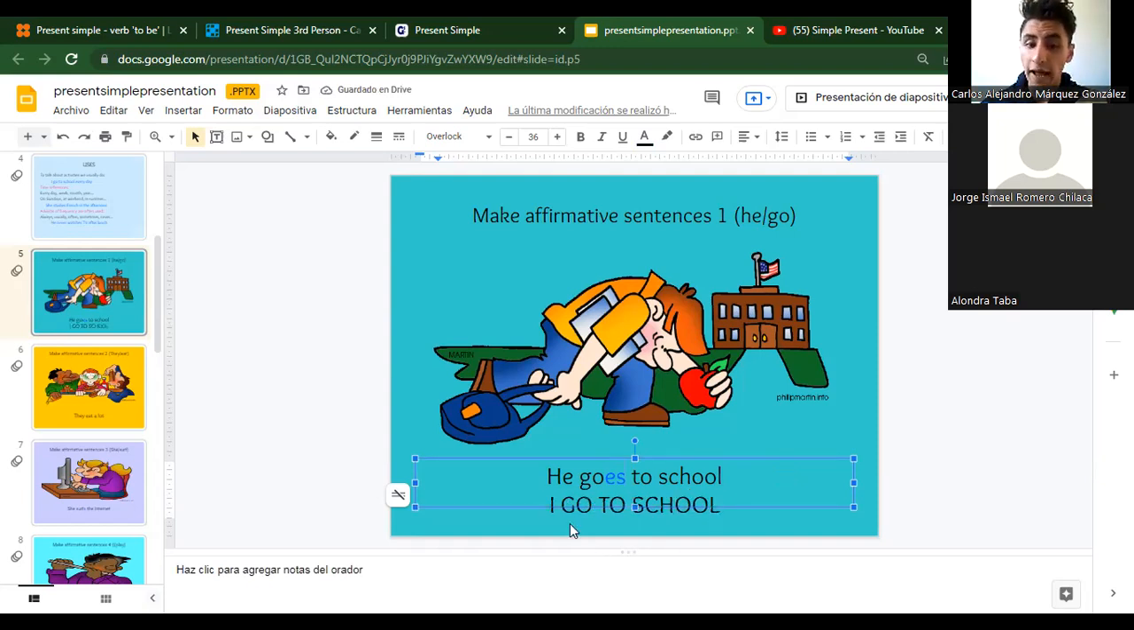But remember for I, you, they, we, don't add a letter S, okay? We just say we go to school, I go to school, they go to school, okay? But when we use he or she and it, we add a letter S, okay?